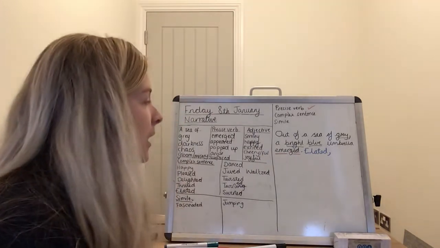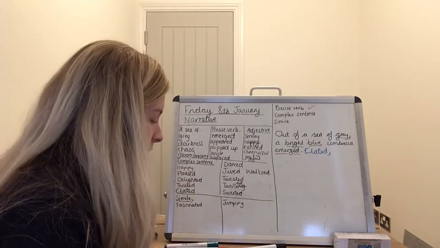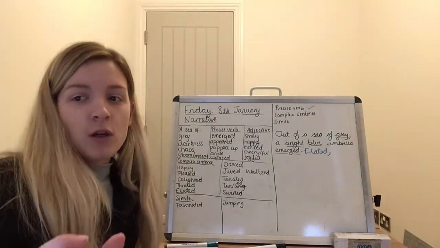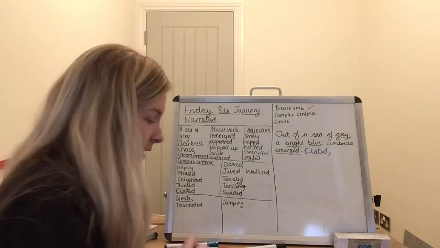Out of a sea of grey, a light brown umbrella emerged. Okay, then I'm going to provide you with part of a sentence.